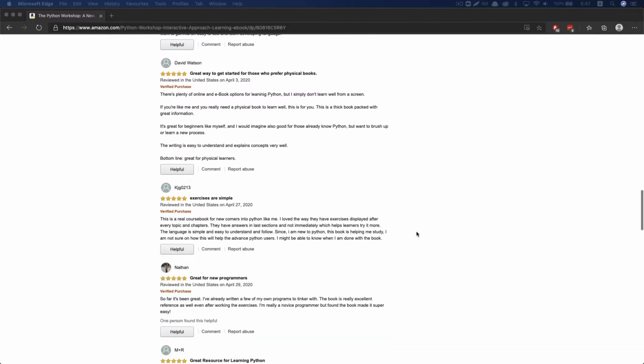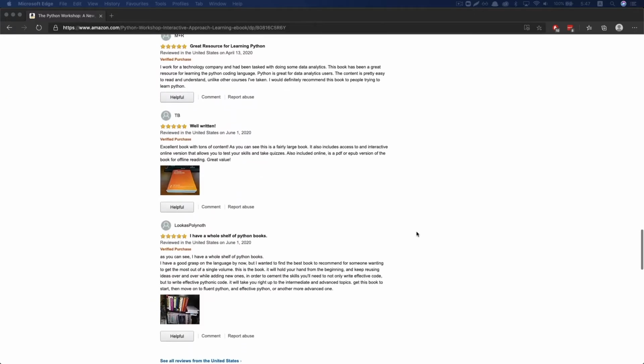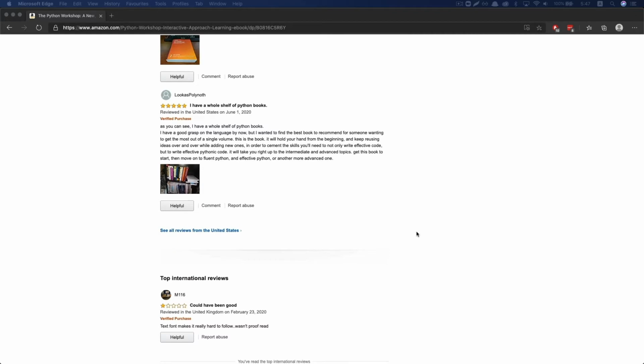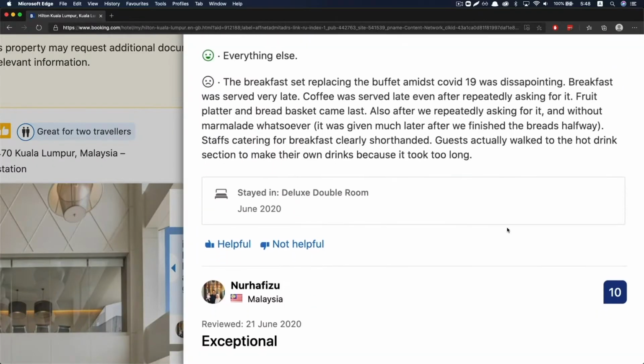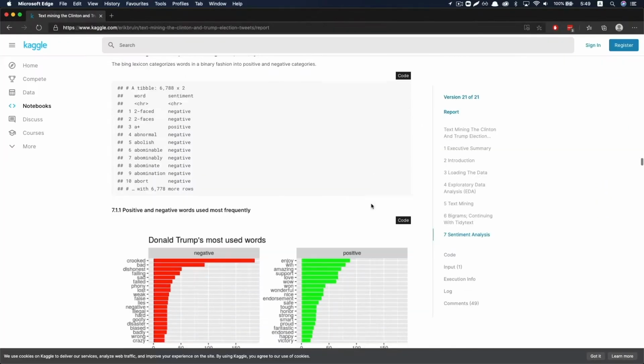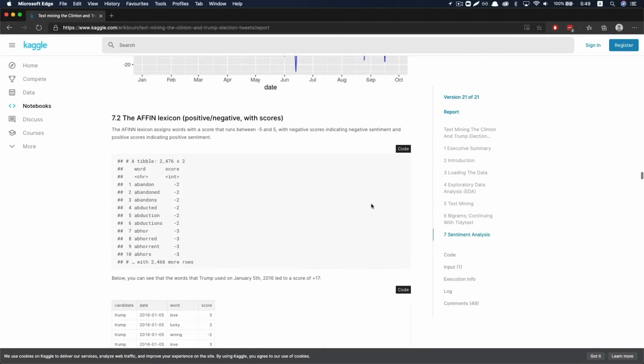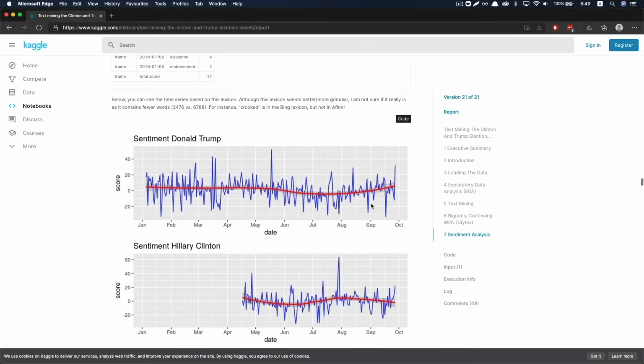Sentiment analysis can help e-commerce merchants to understand how customers think of their product after their purchase, what the hotel guests' experience is after their stay, and even help politicians find out the public perception after they have delivered their campaign speech. The idea behind lexicon-based sentiment analysis is pretty straightforward.